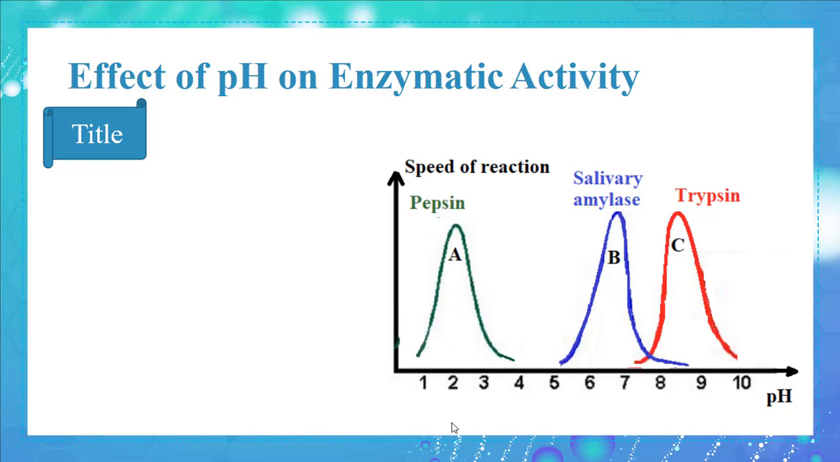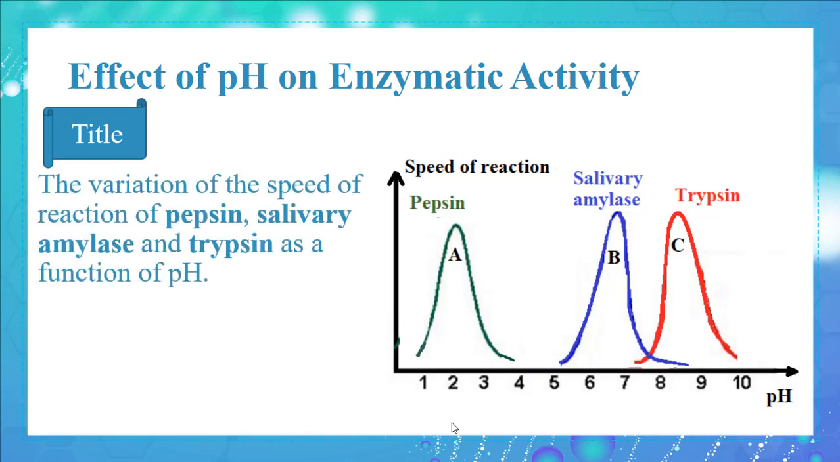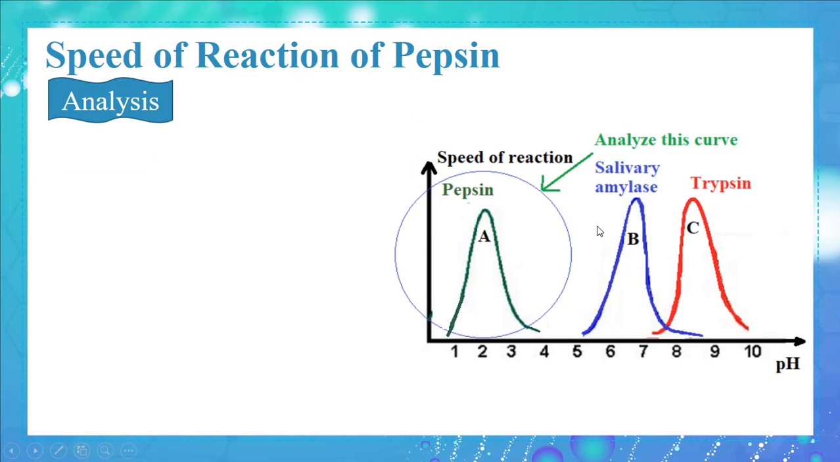Let's give this graph a title. This graph shows the variation of the speed of reaction of pepsin, salivary amylase, and trypsin as a function of pH. But what are pepsin and trypsin? Well, these are enzymes that act on proteins. We will start by analyzing the curve related to the speed of reaction of pepsin.